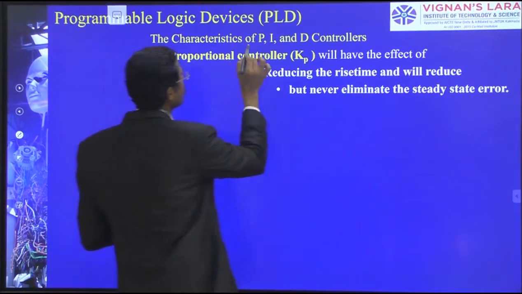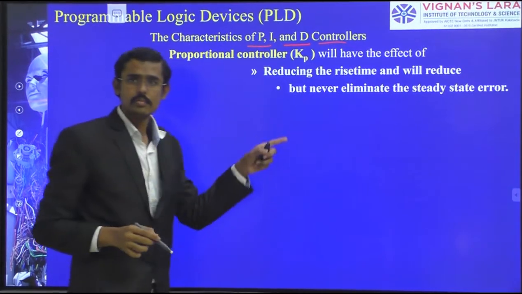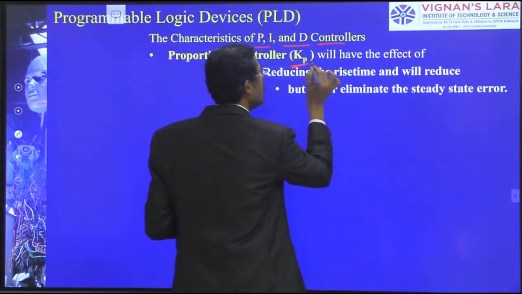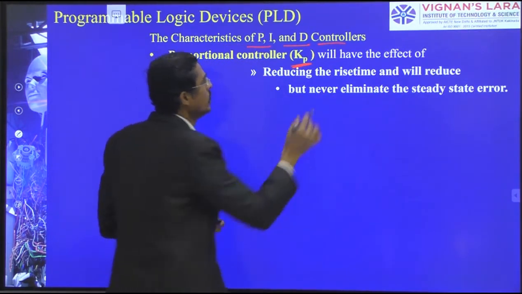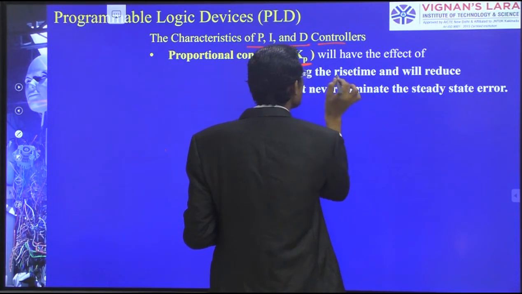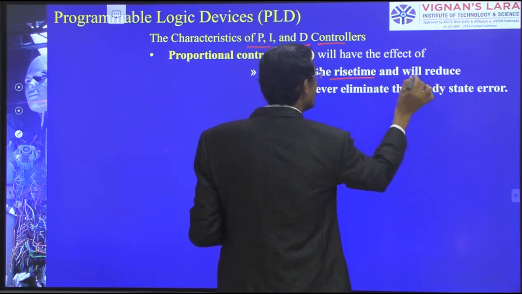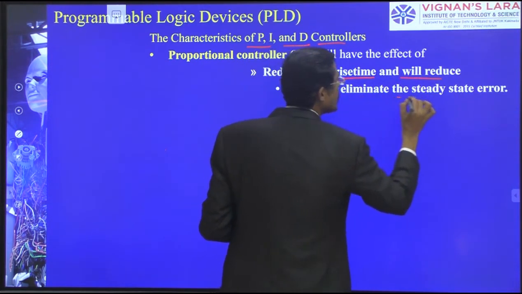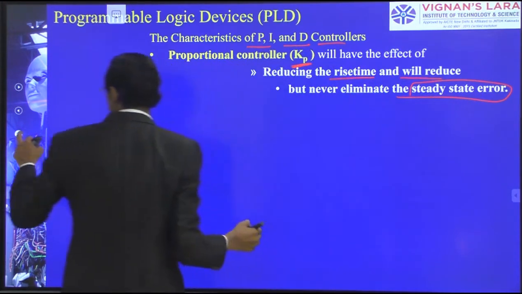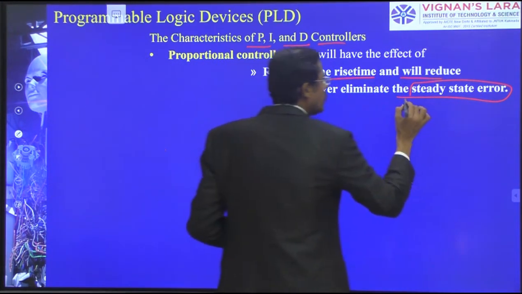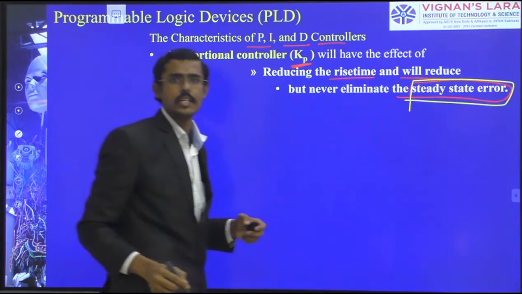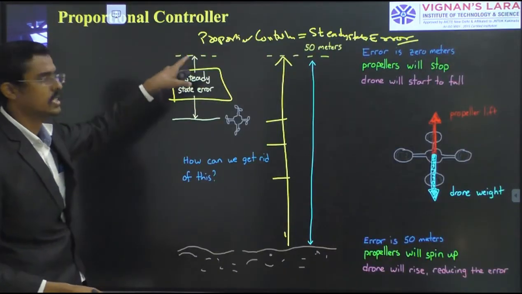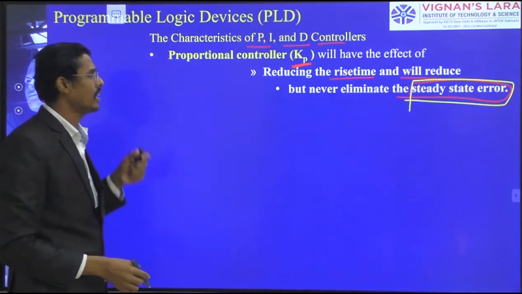The characteristics of P, I and D. This is what we have seen. The proportional controller Kp, the constant we have used, will have the effect of reducing the rise time, and it will reduce, but never eliminate, the steady state error. It never reduces the steady state error completely. So that is what we have understood. This steady state error keeps on coming there. So what can we do now?